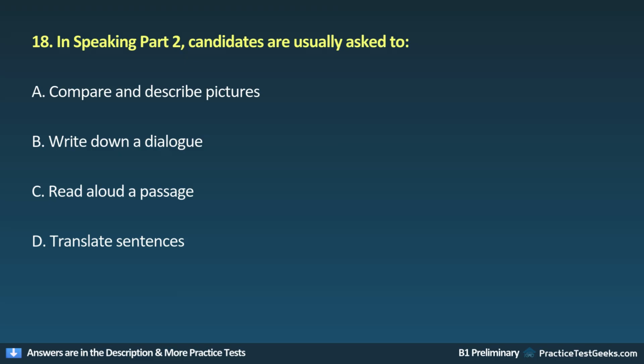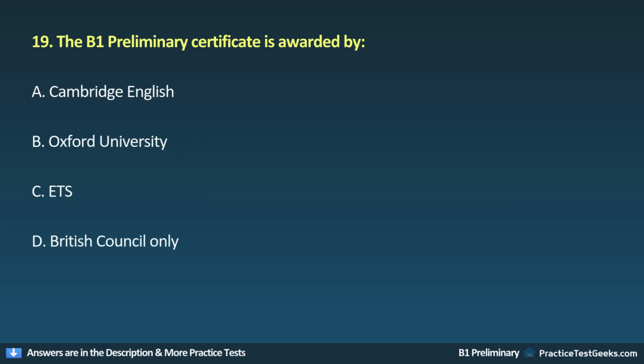18. In Speaking Part 2, candidates are usually asked to: A. Compare and describe pictures. B. Write down a dialogue. C. Read aloud a passage. D. Translate sentences.